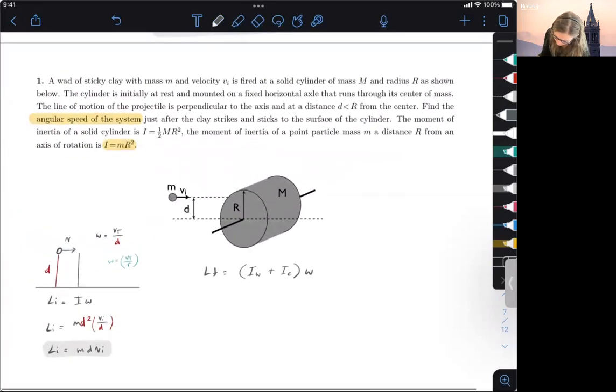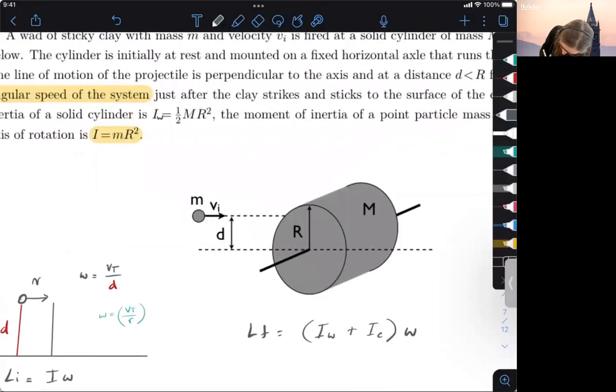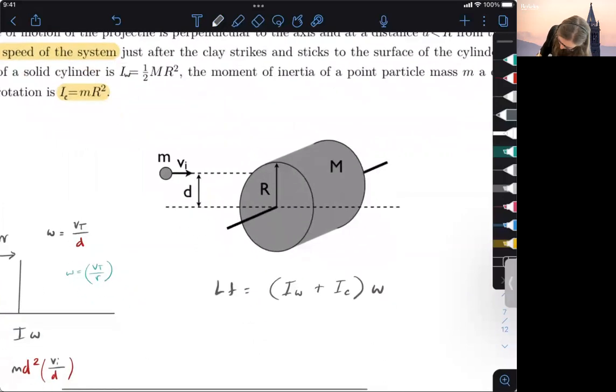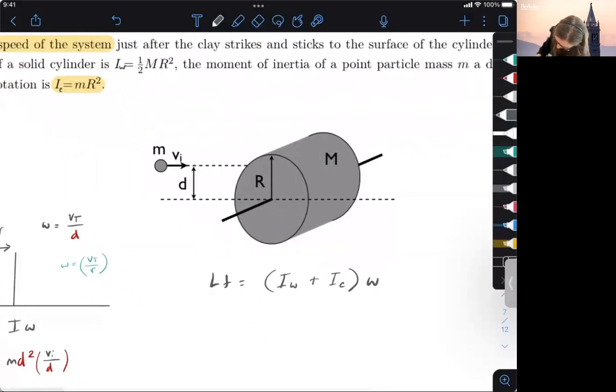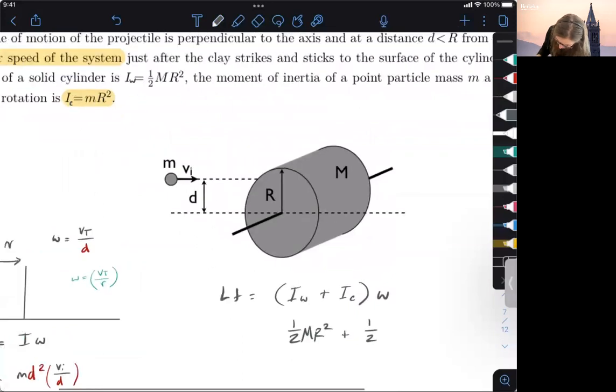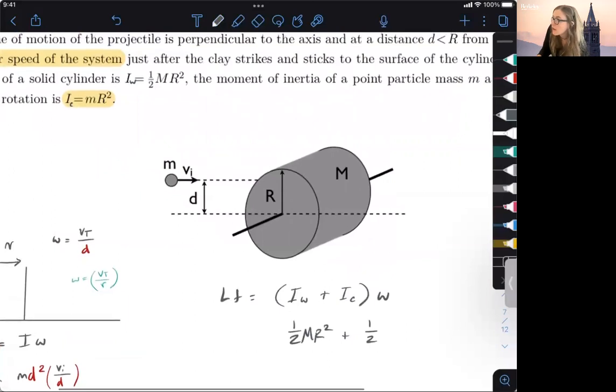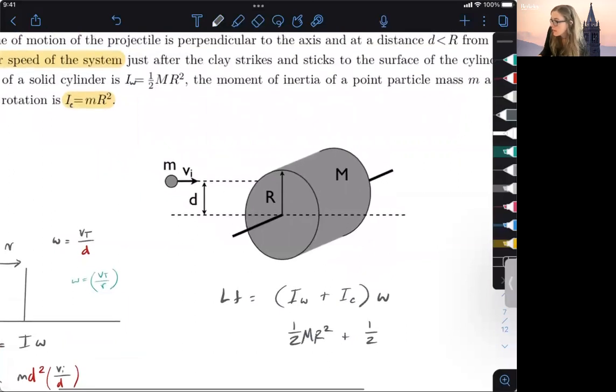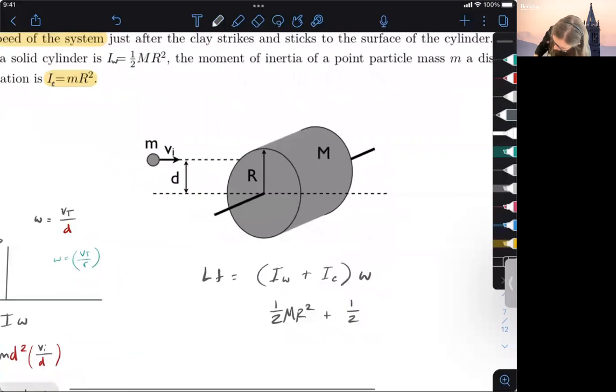So let's first look at these. This guy would be the wheel, right? And this is the clay. So let's just plug them in. We have 1/2 mr squared for the wheel. And then for the clay, we have 1/2, let's see, clay. Yeah, we also have the same, so really important actually for this problem.